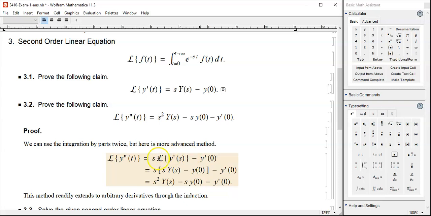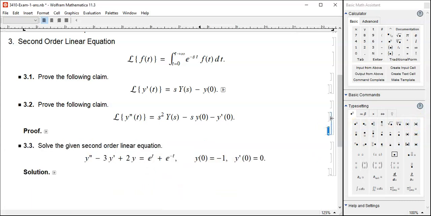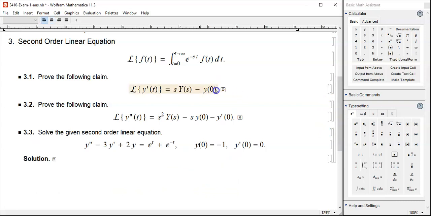And then, of course, you can make this observation. Over there, I can go back to the previous formula again and use it. And then s Y minus y of 0. Some further algebra yields what we want: s squared capital Y minus s y of 0 minus y prime of 0. The last method, without the integration by parts, readily extends to arbitrary derivatives through mathematical induction, but I'll leave the detail to you guys.